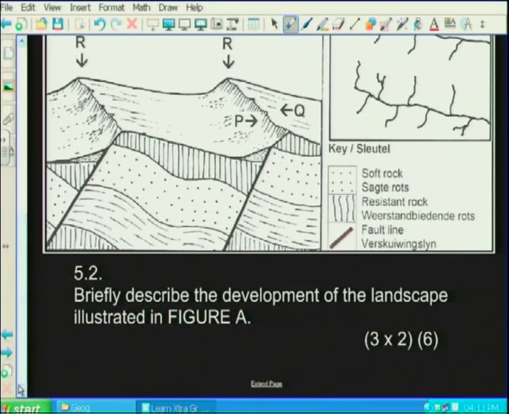Question 5.2. Briefly describe the development of the landscape illustrated above. Once again, it needs 3 points, okay, so quite a bit of marks. We're going to say the answers slowly so that it'll give you time to write them down. How this landscape has developed is as follows. Sedimentary rock layers have been tilted. Okay, that would be your first point.